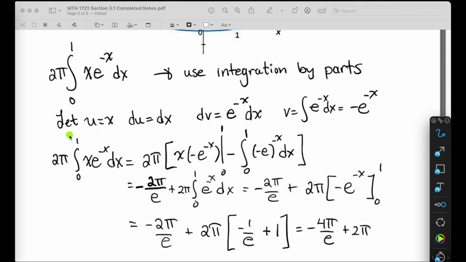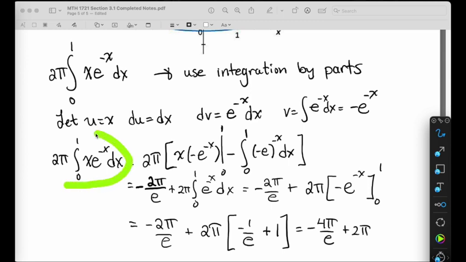Using integration by parts, we're going to let u be x. So this is going to be the u, and this is going to be the dv. So u is x, which means du is going to be dx. This will be the dv. When I integrate and work backwards to find my value of v, I'm going to get that my value of v is minus e to the negative x.